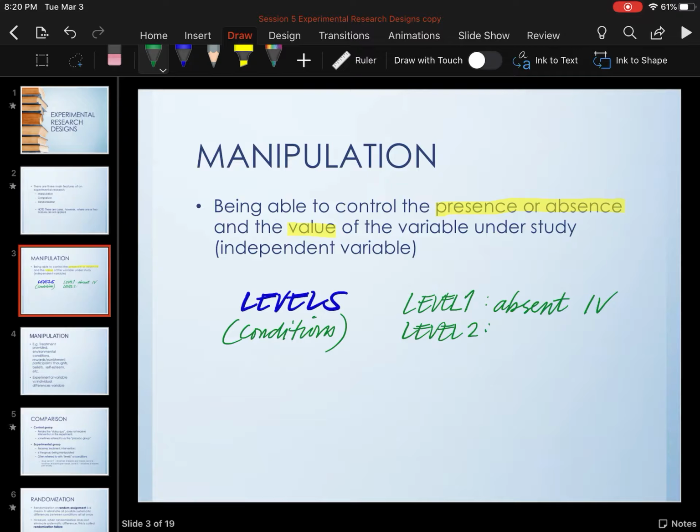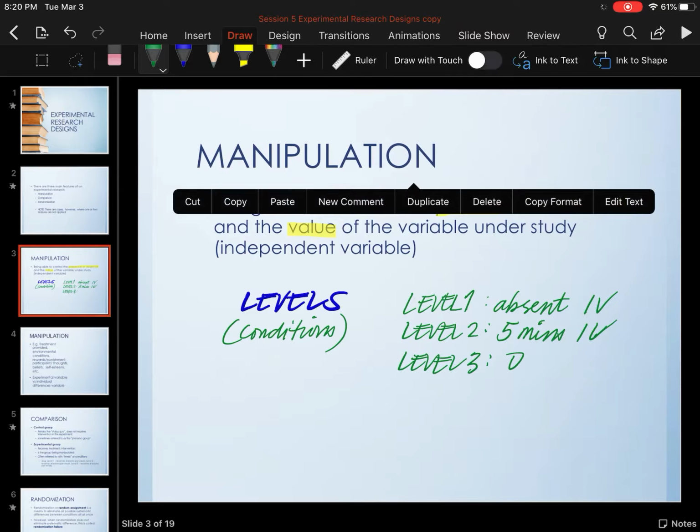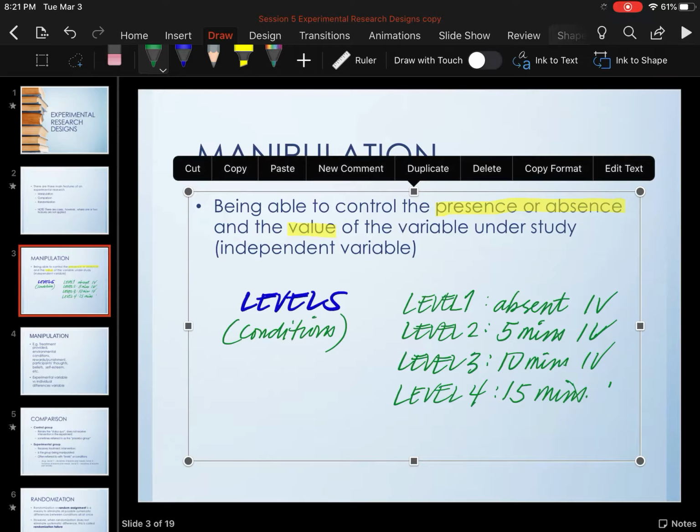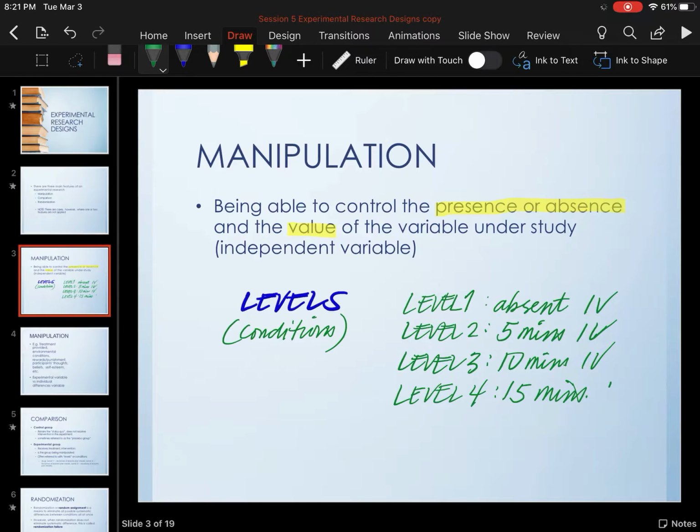So, level 2 could mean 5 minutes if you're talking about time as your IV. And then you may want to add a level 3, which would be 10 minutes. And then sometimes you can even have level 4, which is 15 minutes. So your IV here is time.